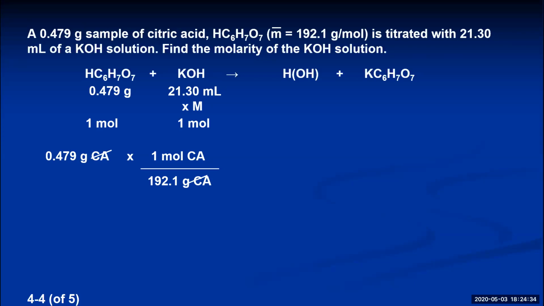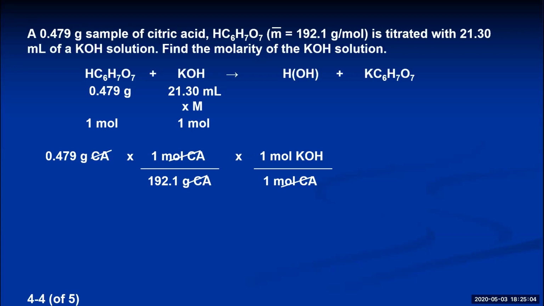Once you've done that, you can now convert this into the moles of any other reactant or product by using the coefficients in the balanced equation. In this case, it's a 1-to-1 ratio. 1 mole of citric acid always reacts with 1 mole of potassium hydroxide. So to make the units cancel out, I'll put the 1 mole of citric acid on the bottom and the 1 mole of potassium hydroxide on the top. And now I've converted this information into how many moles of potassium hydroxide had to be used in the reaction.